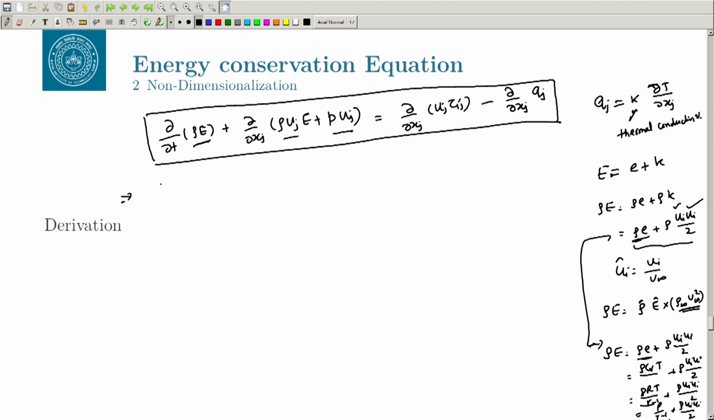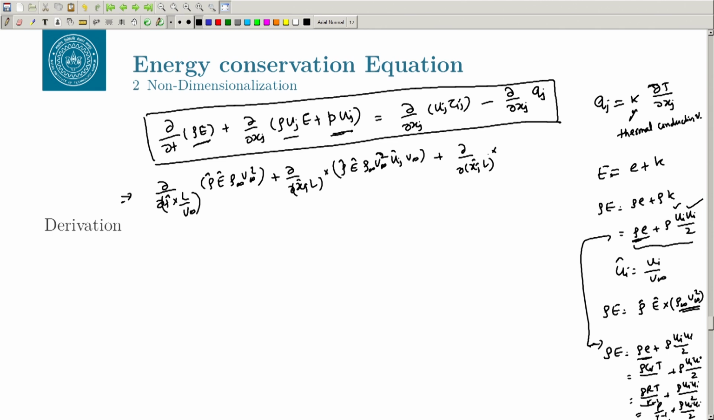So, then let us write this. This is del by del t hat, and then it will be L by u infinity, and this is rho hat E hat into rho infinity u infinity square. Similar things come here also, del by del x_j hat into L, this is rho hat E hat rho infinity u infinity square multiplied by u_j hat u infinity, and plus if you take the pressure term, it will also have the same thing, del by del x_j hat into L multiplied by P, in terms of rho infinity u infinity square multiplied by u_j hat u infinity.